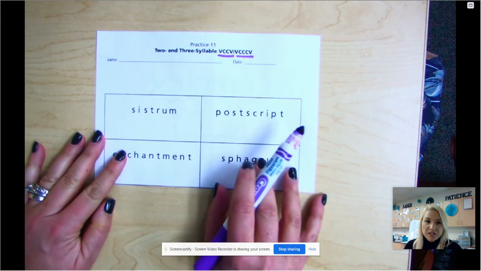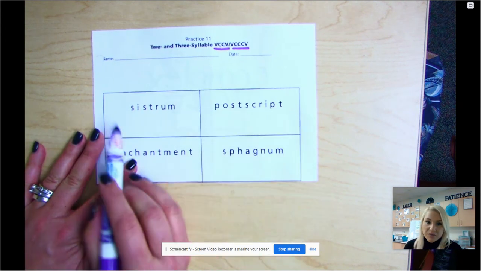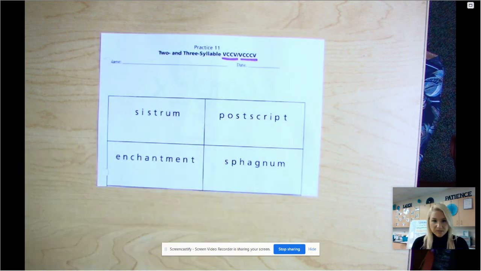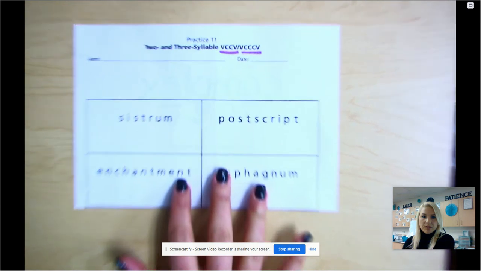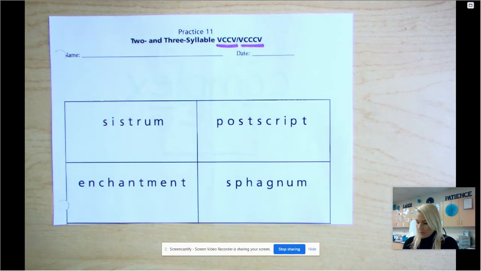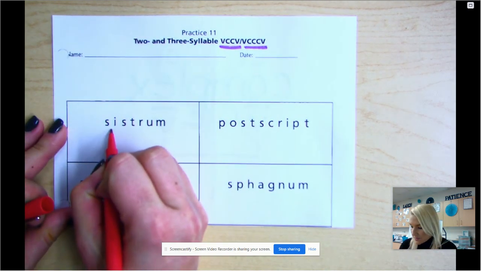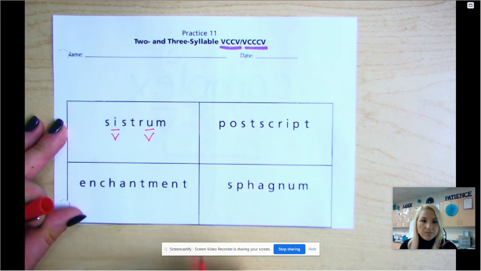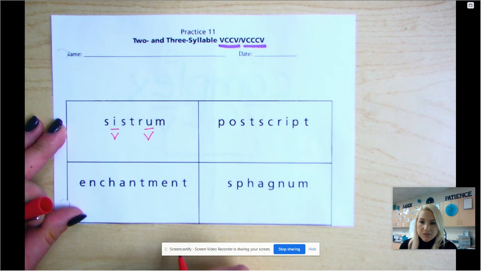So the first thing you're going to do here is, hopefully you say at home, find and label the vowels. So I'm going to use a smaller marker here and enlarge my screen for you. I'm going to first label my vowels, which my I is my vowel and my U is my vowel. My second step is to draw the bridge.